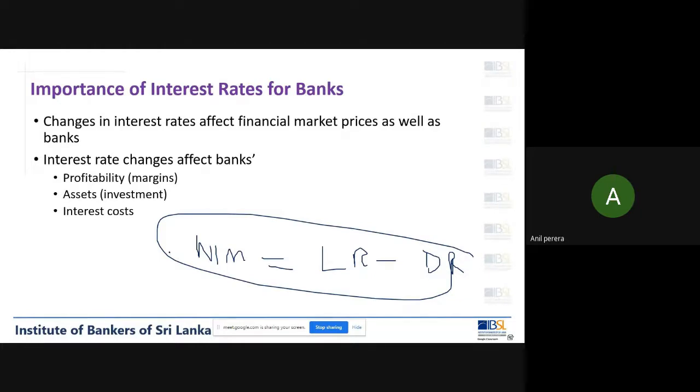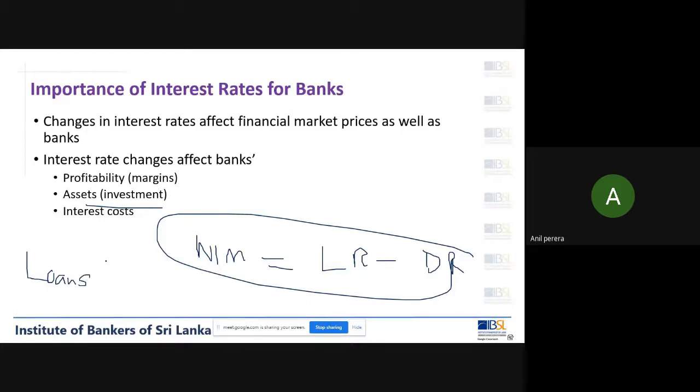Usually when interest rates are going up in the economy, banks make high margins. Their profits go up in interest rate cycles when rates are going up. When rates are going down, their margins become narrow, but banks anyhow try to maintain such margins. The assets will be affected. Why will assets be affected? Interest rates are linked to assets in two ways. One, for loans.